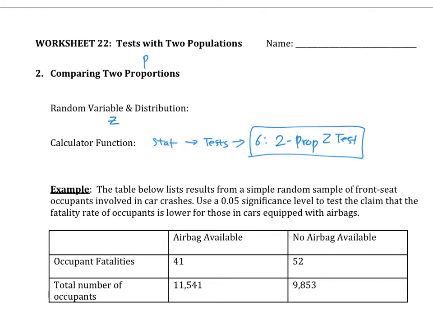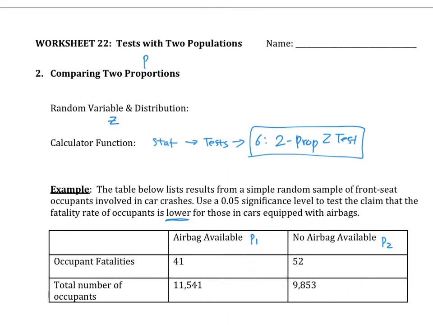The table below lists results from a simple random sample of front seat occupants involving car crashes. Use a 0.05 significance level to test the claim that the fatality rate of occupants is lower, I'm going to underline lower, for those in cars equipped with airbags. So they're saying with the airbag, the fatality rate is lower than without. So let's say this is P1, P2, airbag versus no airbag. So again, we have two populations. We have a sample from the ones with airbag, and then we have a sample from ones without the airbag.